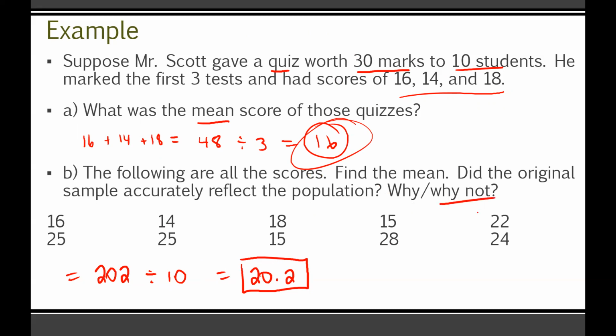So why wasn't it accurate? Well, it was probably because just having the first 3 quiz marks is not really a good reflection of the population, because it was just a random sample and quite a small sample at the same time, right? So it was only 3 out of the 10. That's not a very big sample to work from.